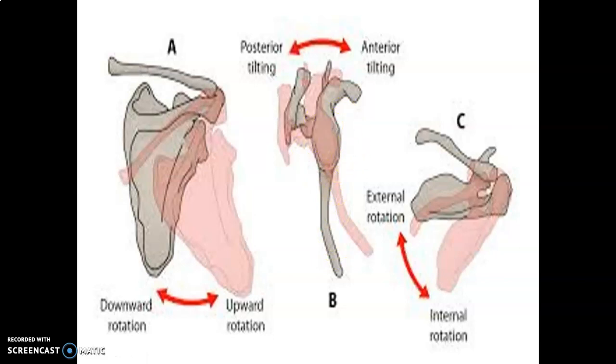Which scapula should this be? If you are seeing it like this, naturally it has to be the right scapula, right side. And you can see this is the anterior tilting and posterior tilting, or what we call tipping, anterior tipping and posterior tipping. During anterior tipping, the inferior angle of the scapula will come outward, and during posterior tipping it will go inside.